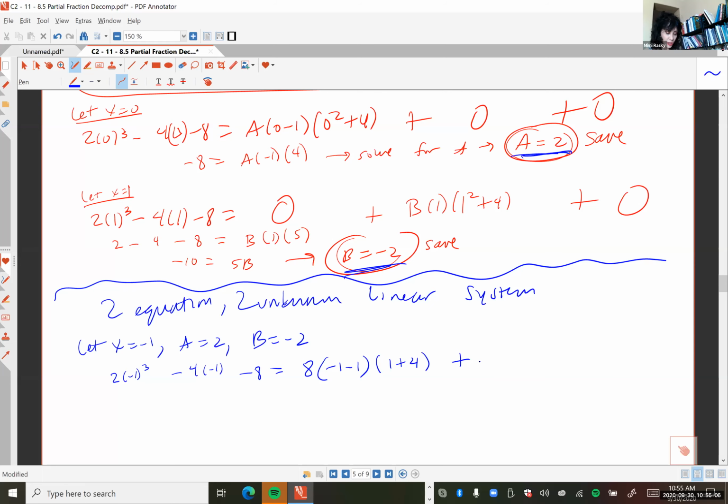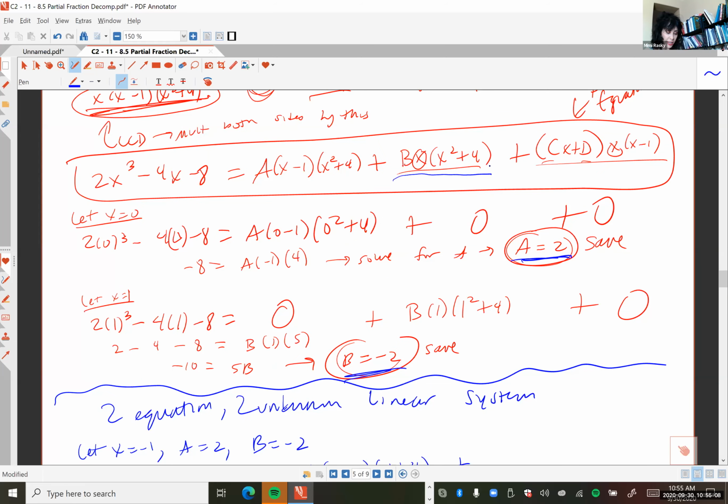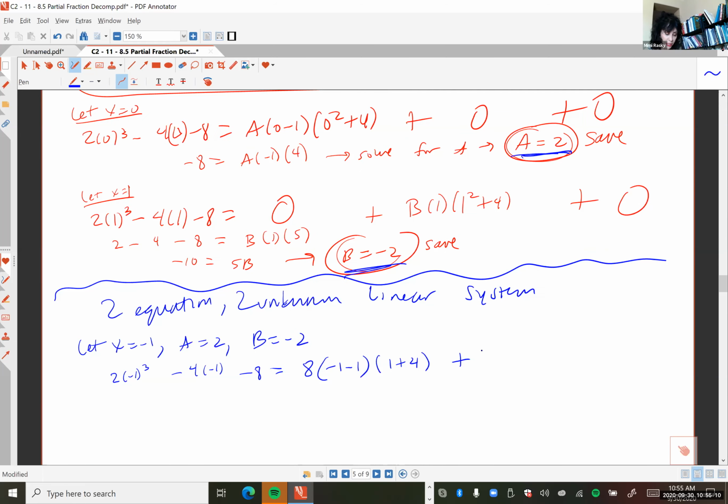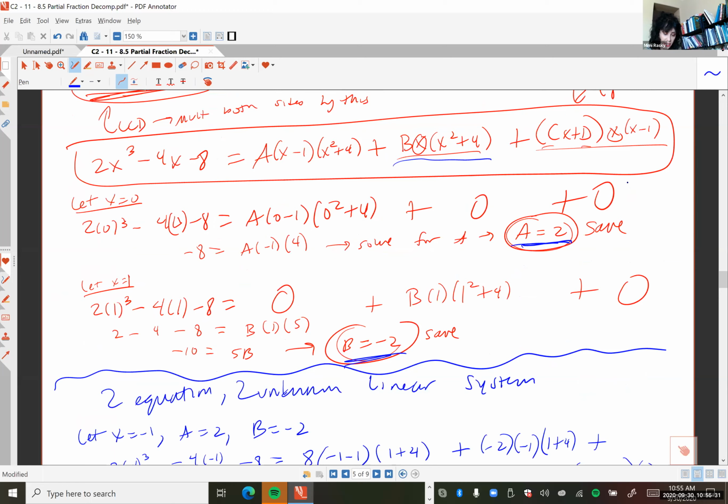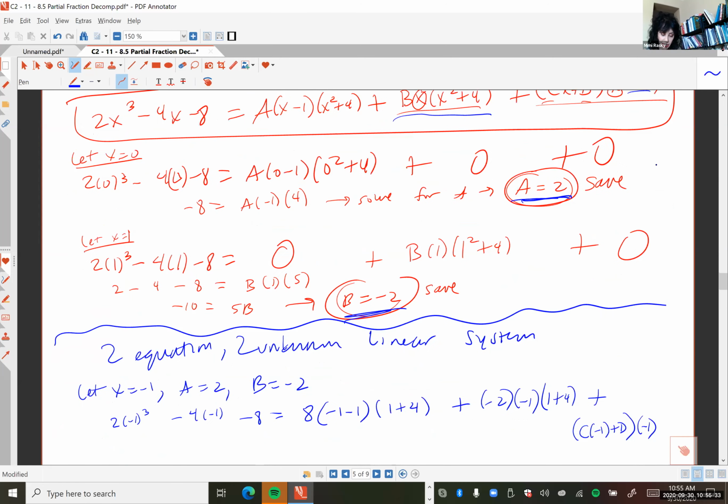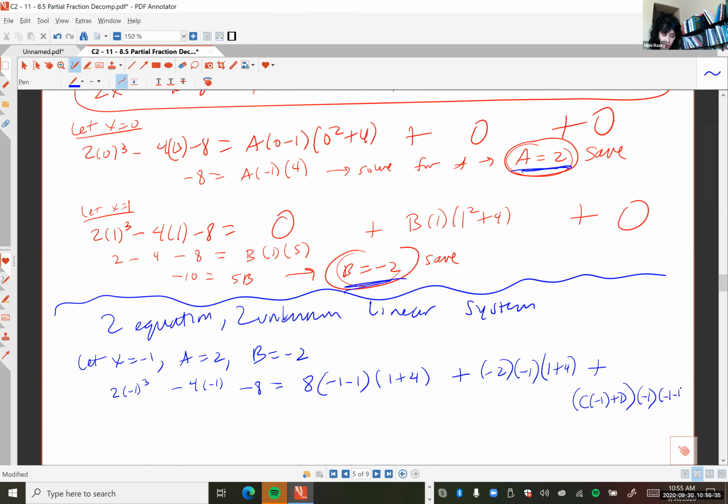And now the second term here is Bx over x squared plus 4. So B we already know is negative 2. And we're plugging in x is negative 1. And then when you square negative 1, it's a positive 1. So we have 1 plus 4. Plus, and then we're going to have Cx, but that's C times negative 1, plus D, parentheses, times x, that's negative 1. Times, and if you look at what that is, it's x minus 1, but we're substituting negative 1 here for x, negative 1 minus 1.